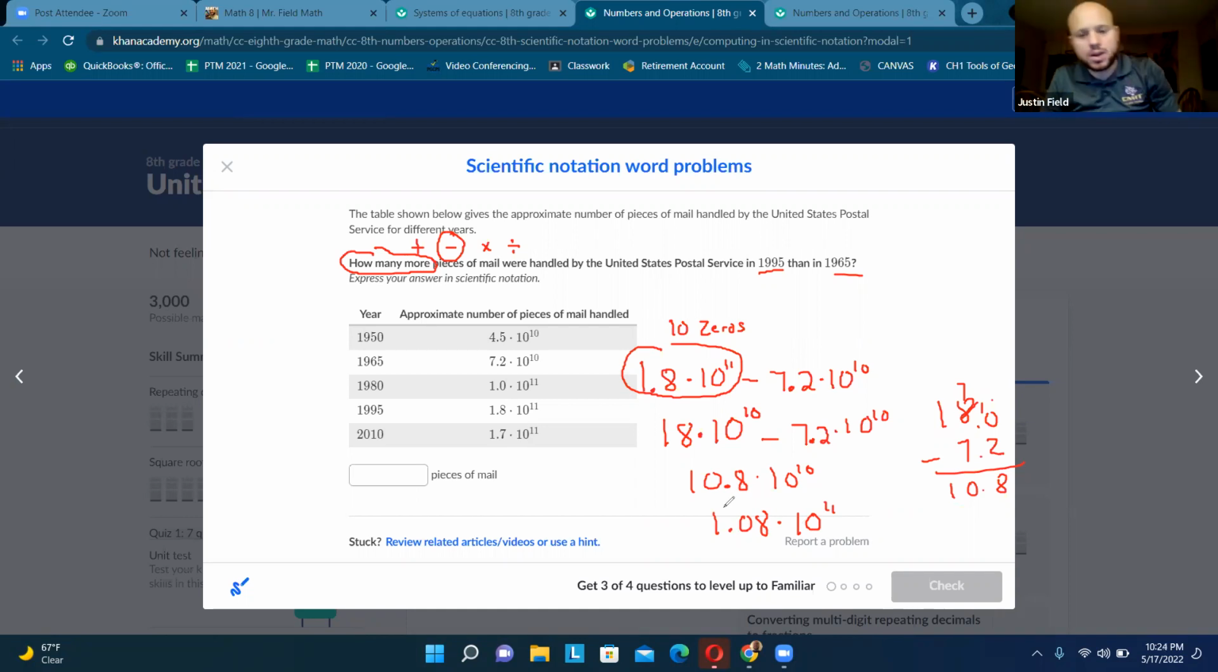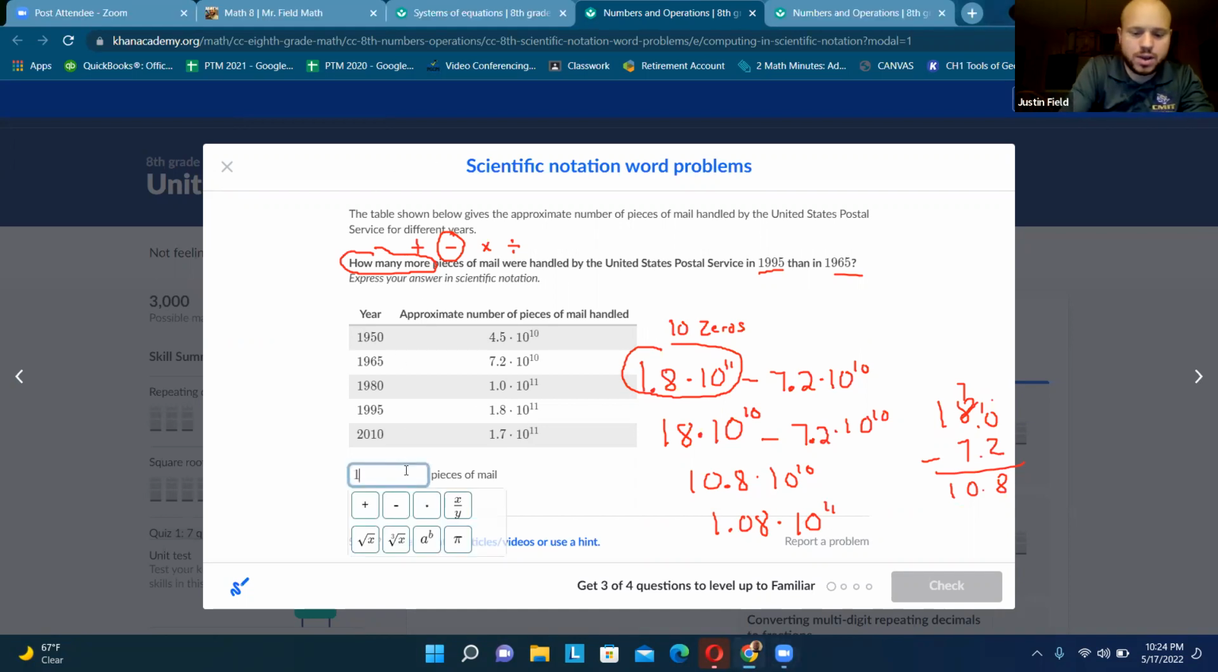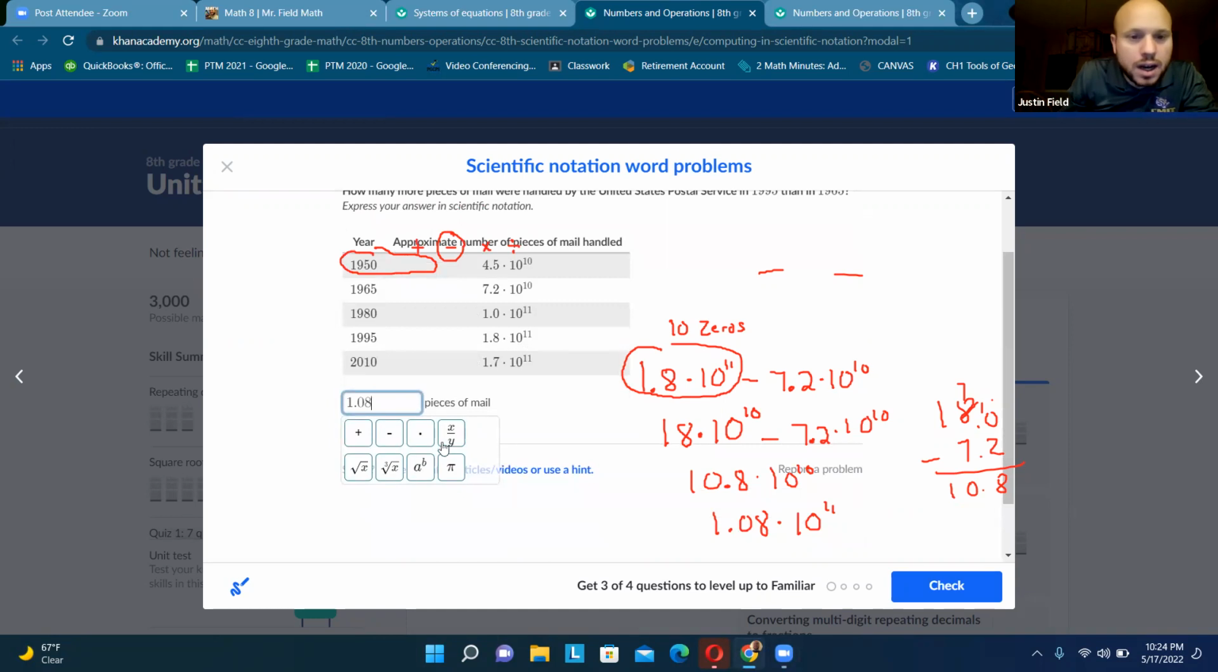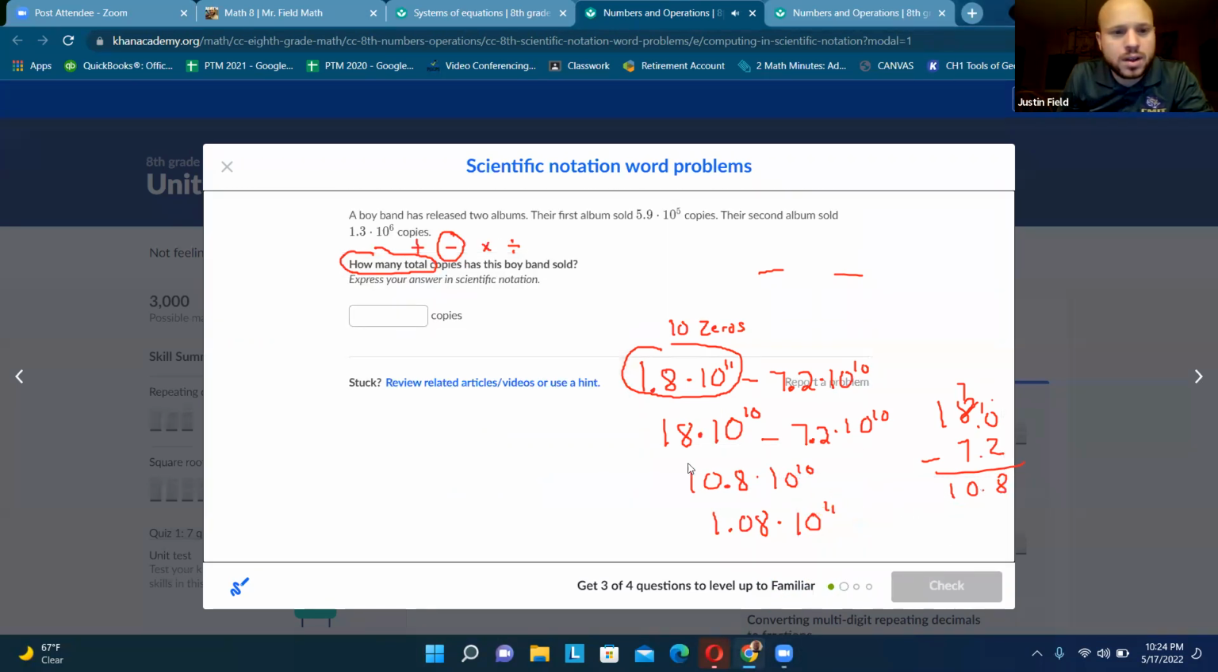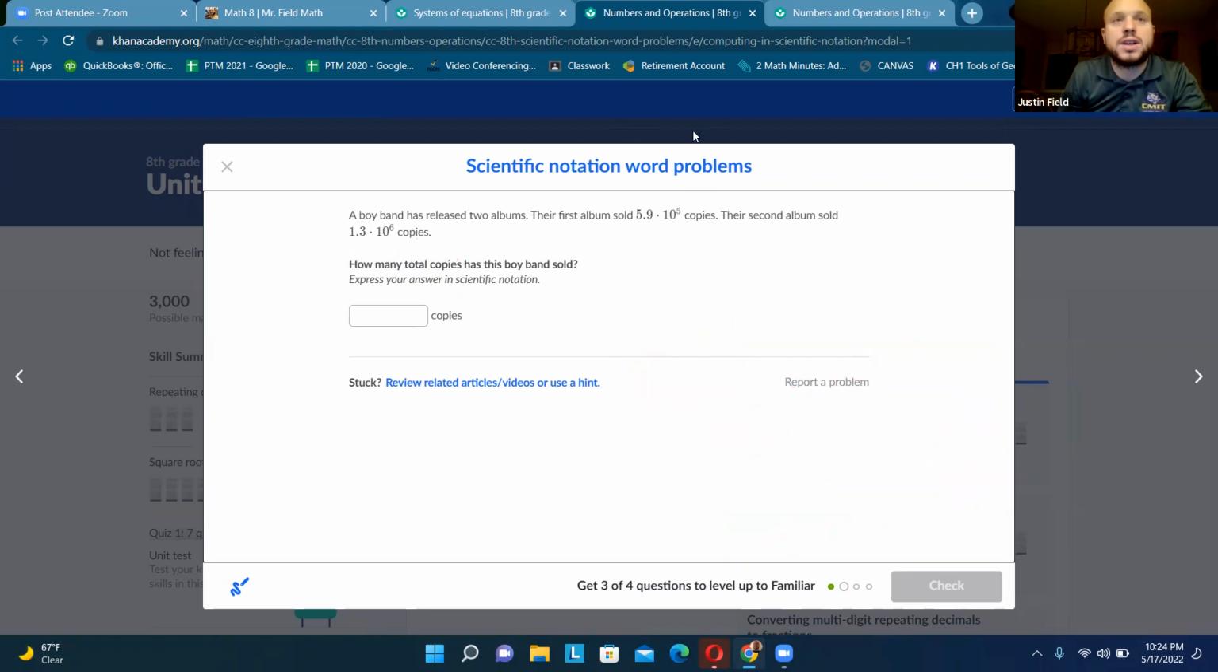Right, so I'm noticing the pattern. When I move it over to the left one, I have to add a 0. And I'm sure you'll notice that too. Times 10 to the 11th. And we got it. All right, how many total copies? So we know that would be addition. And so, you know, look for your keywords. If it says how many times more, that would be division, or yeah, figure out the keywords there.